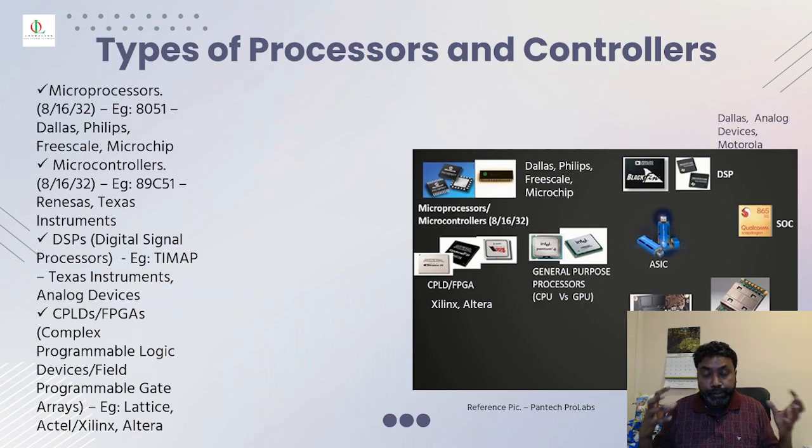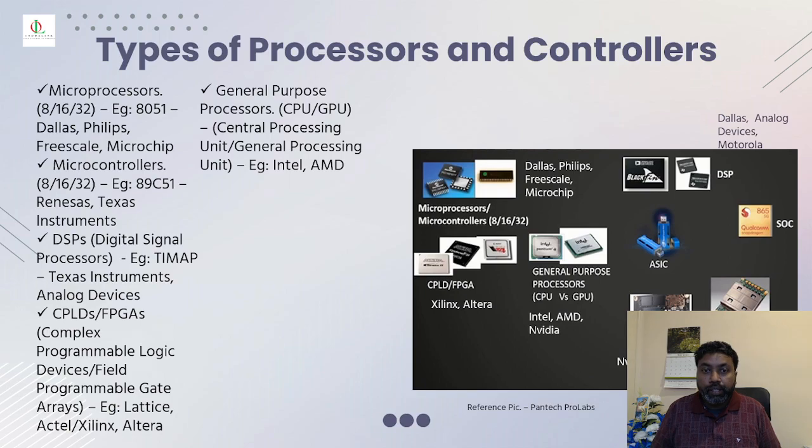Xilinx and Altera are two processor companies for FPGA, but now bigger companies like AMD acquired Xilinx and Intel acquired Altera. The next one on the list is general purpose processor and central processing unit. The main processor manufacturers are, as you can see, Intel and AMD for general purpose processors, and for GPU it's NVIDIA.